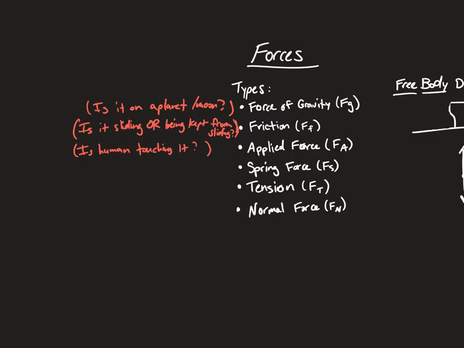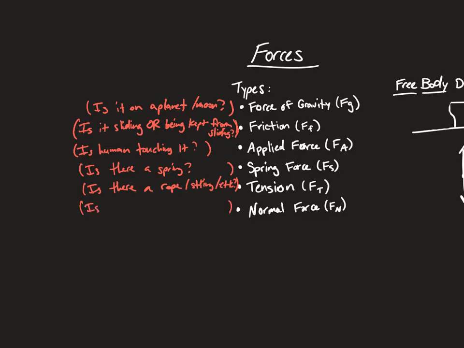For an applied force, ask yourself, for your object, is a human actually touching it? Is a human physically with their hand or foot or whatever pushing or pulling the object? If so, you may have an applied force. For spring force, this one's pretty simple. Is there a spring? For spring force, you kind of have to have a spring. For tension, we're going to ask ourselves, is there a rope, string, or anything like that in the problem? If so, and that rope is actually pulling on the object, you're probably going to have a tension force.